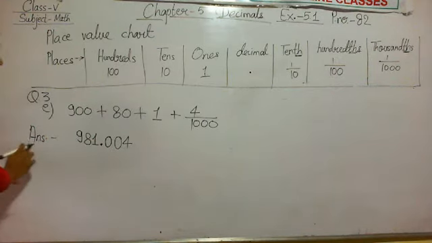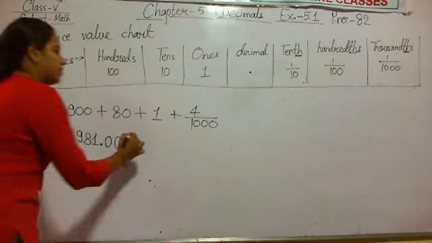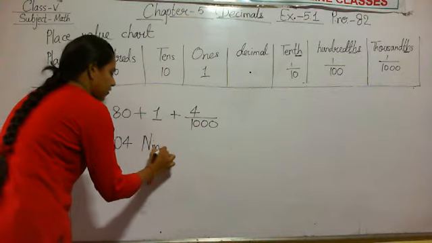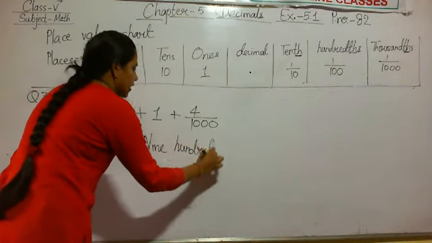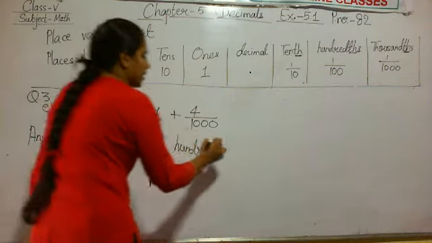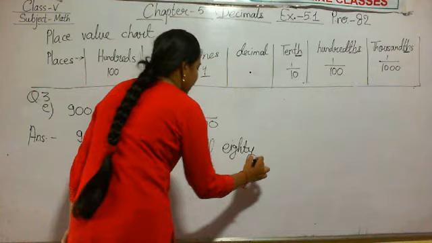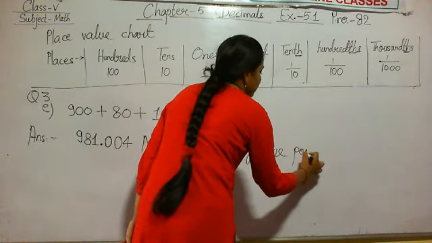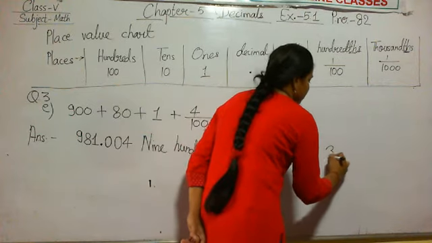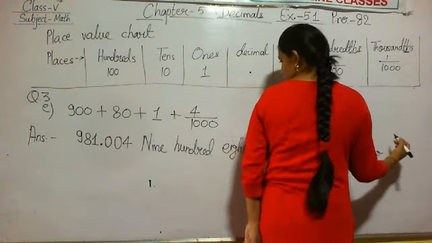Now write its number name. So 981.004. The number name for it is 981 point 0 0 4.